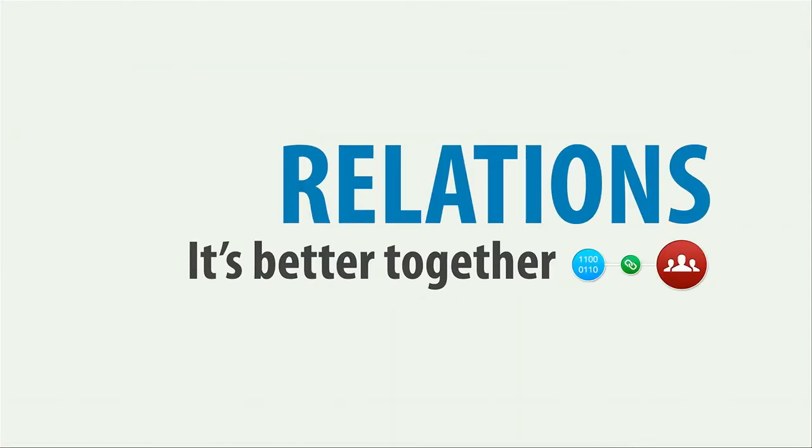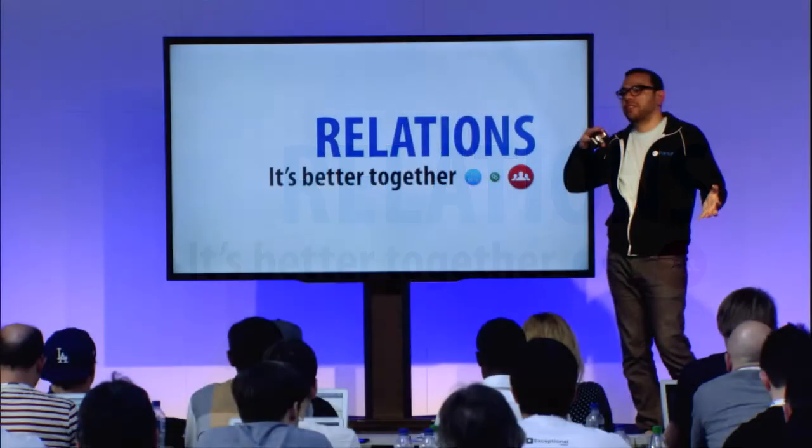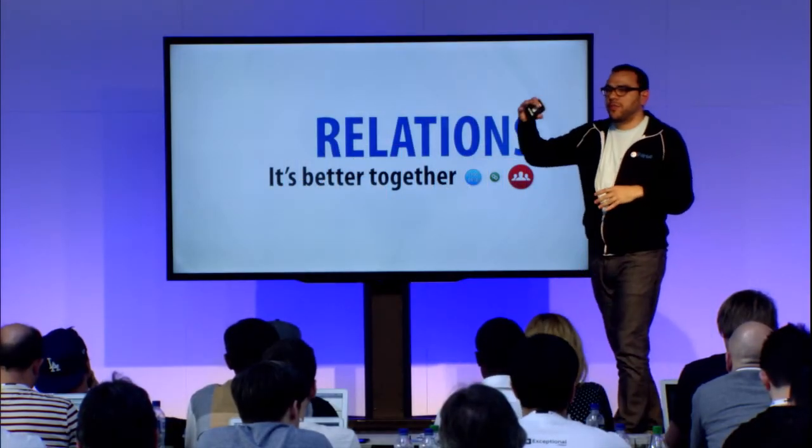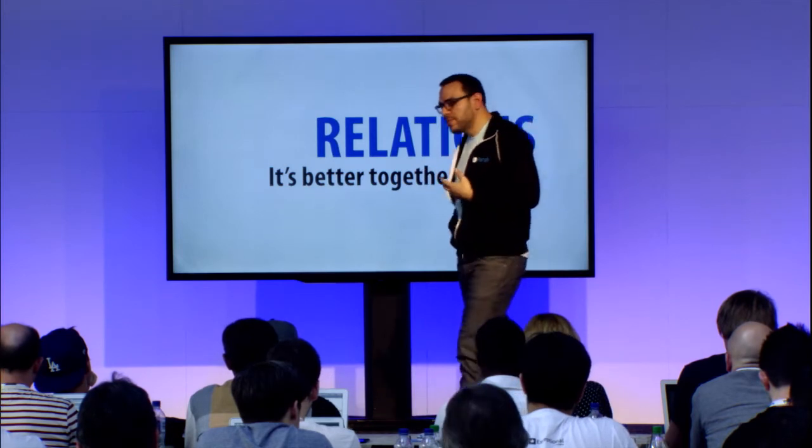So how do you actually relate objects between each other? Like which comment goes on which photo, which user is following which user?